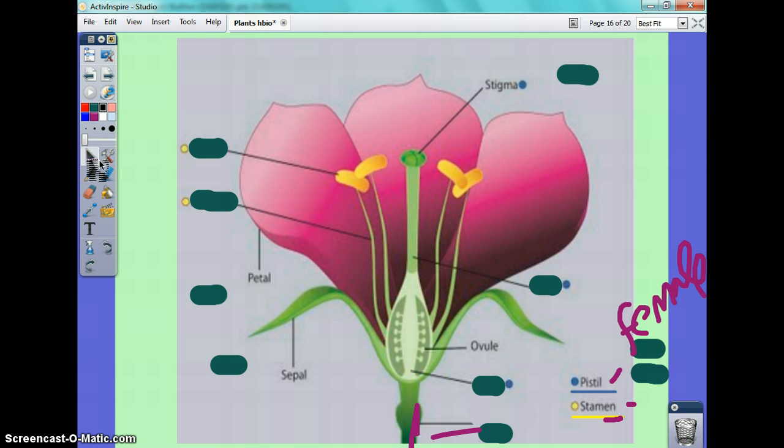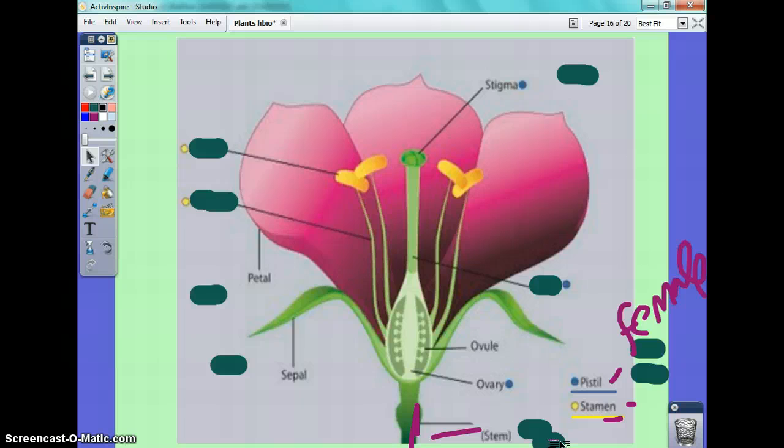Zoom in. What else? What do you think is at the bottom there? Stem. Above the stem. What does a female need in order to reproduce? Good, ovaries. What does a male need to reproduce? And what's a flower's sperm?